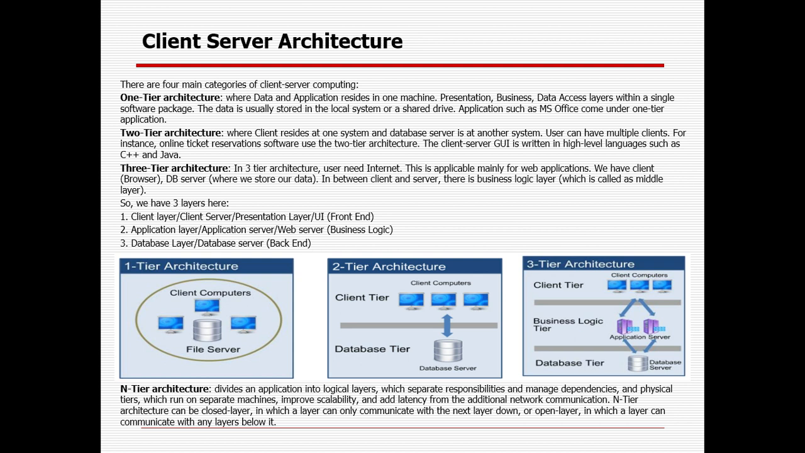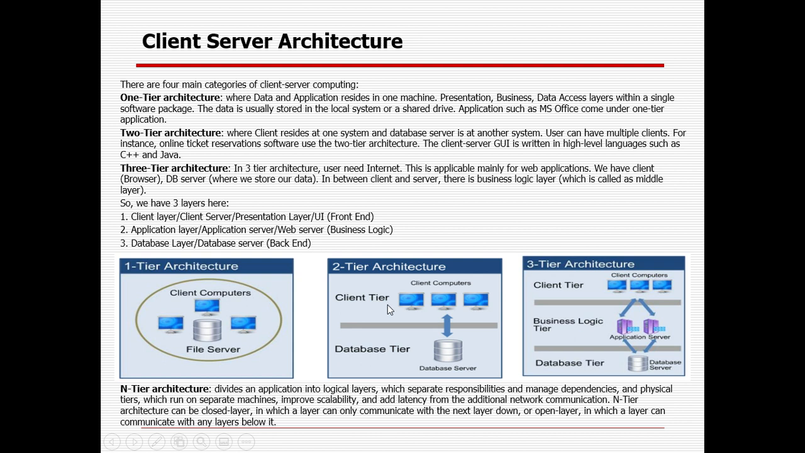Whereas in the two tier architecture, the client resides on one system and the database server is on another system. A user can have multiple clients. For instance, online ticket reservation software uses the two tier architecture. The client server GUI is written in a high level language such as C++ and Java. So you can see there is a client and there is a database layer. The client can be multiple.